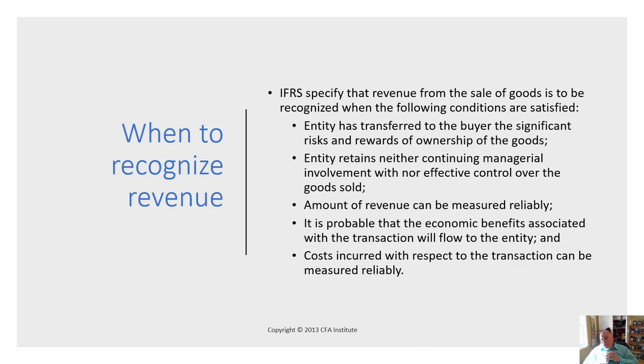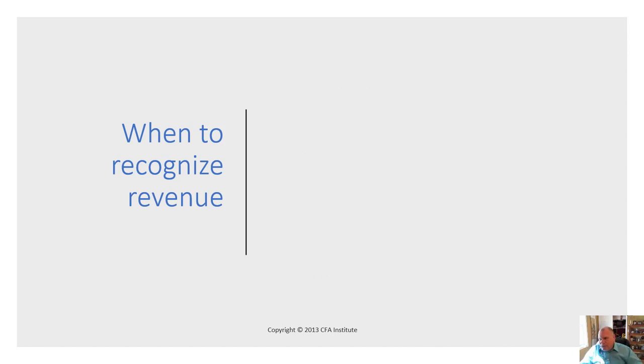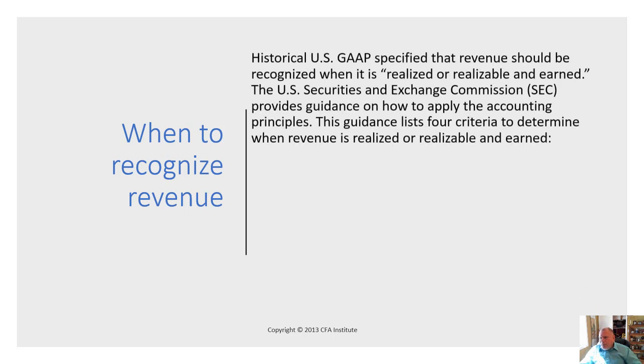The amount of revenue can be measured reliably. It's probable that economic benefits associated with the transaction will flow to the entity. They're going to get paid. Costs incurred with respect to that transaction can be measured reliably, whether they're paid today or tomorrow. That's the accounts payable cycle. But can those costs be measured? So that's what IFRS says. Historically, U.S. GAAP said that revenue should be recognized when it is realized, realizable, and earned.